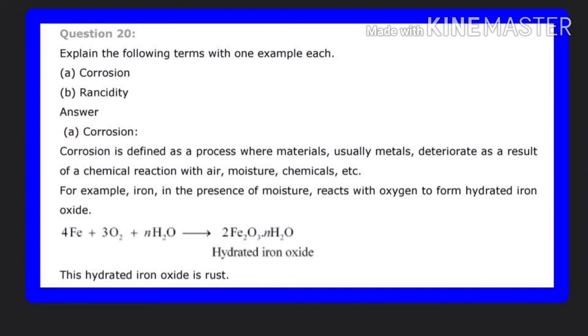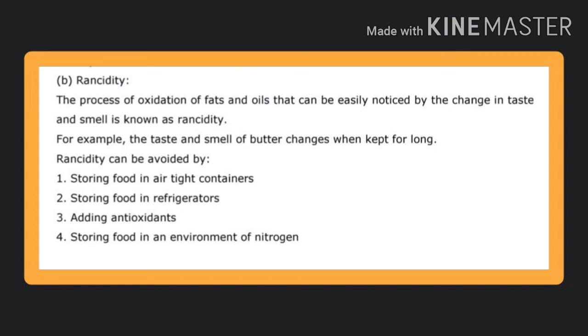Okay. Now for rancidity, the process of oxidation of fats and oils that can easily be noticed by the change in taste and smell is called rancidity. So the fats and oils in food get oxidized. For example, the taste and smell of butter changes when kept for very long, butter gets spoiled. How to avoid rancidity? It can be avoided by storing food in airtight containers, or storing in refrigerators, or adding antioxidants, or storing food in an environment of nitrogen. Other methods also, which you can write if they are correct for rancidity.